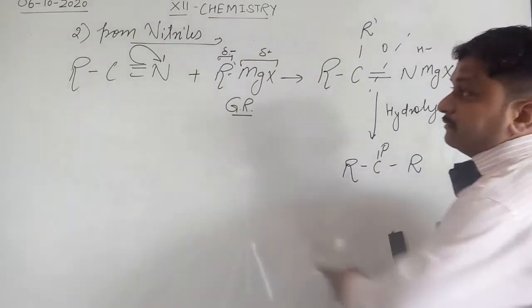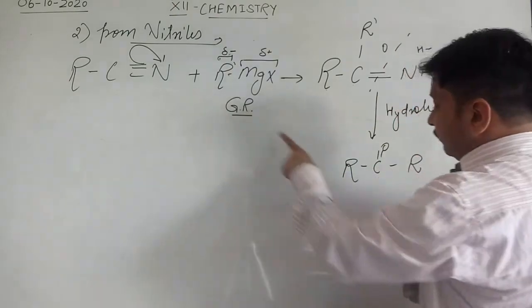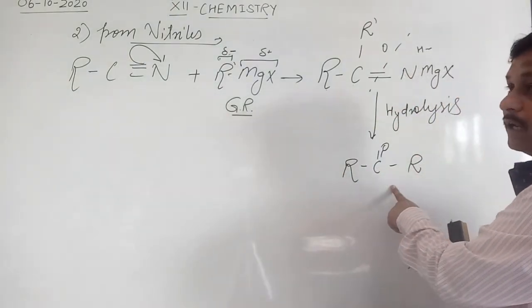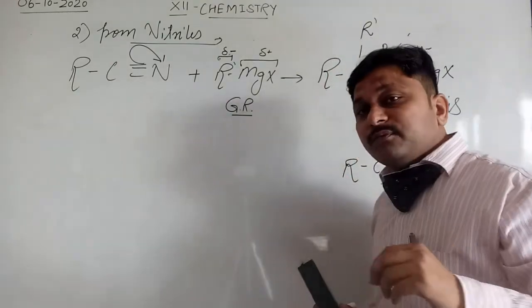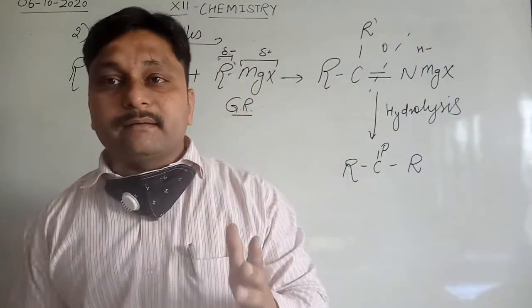Clear. So when nitriles react with Grignard reagents, they form ketones, and the ketones have more carbon atoms compared to the nitriles. Clear. So this is the formation of ketones from nitriles.